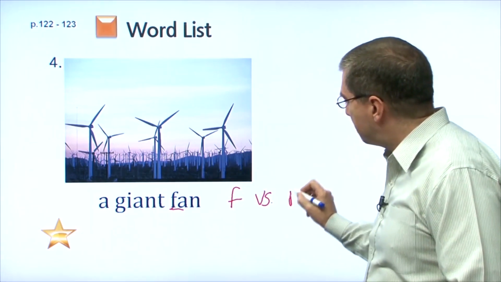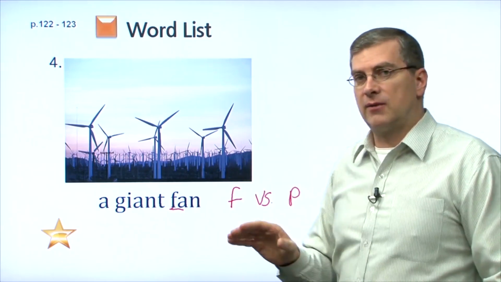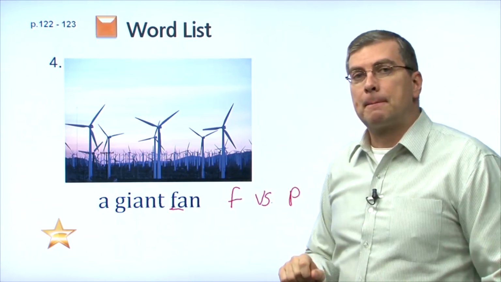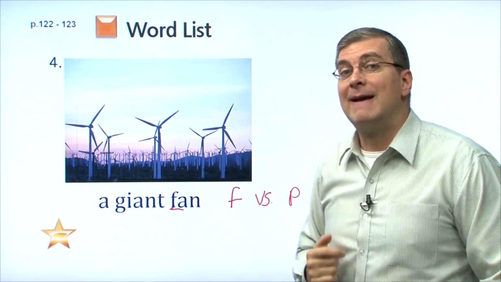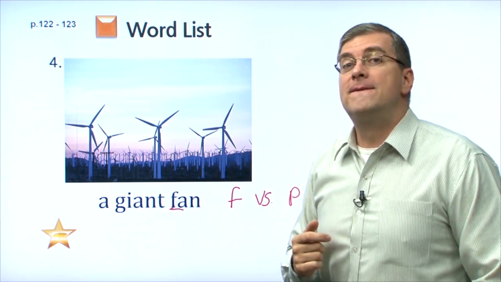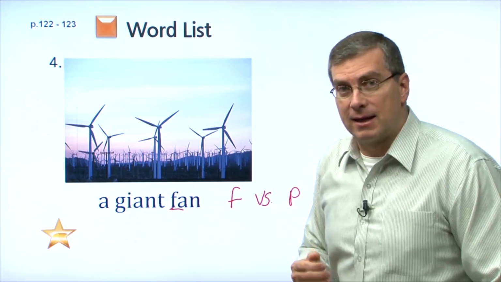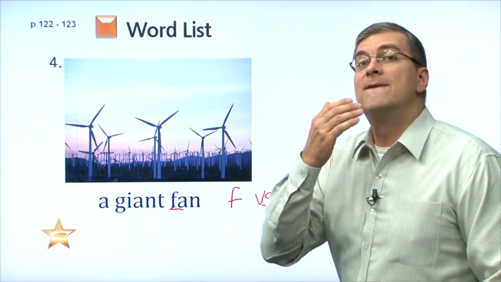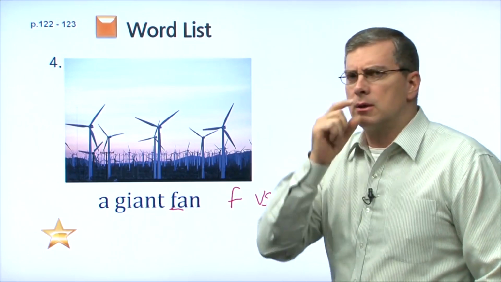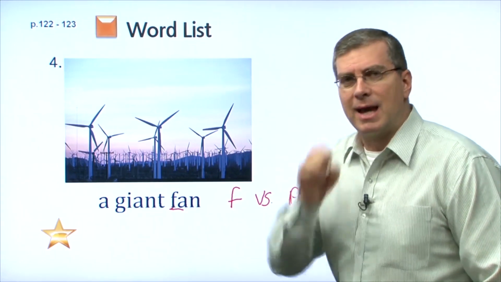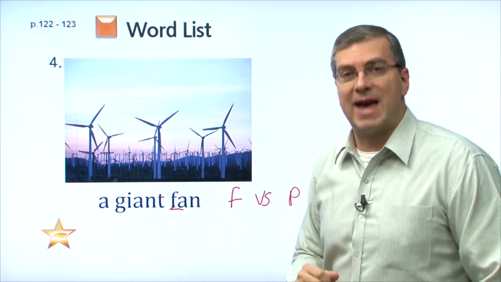Before we learned P. P is the sound for that. But be careful with F. With F, we put our teeth on our bottom lip, like this. F. So we have fan. Let the air flow through your teeth. Fan. Okay? So with P, there's no air going through. Your lips are closed tight. P. And then you release it powerfully. Okay? So a giant fan.